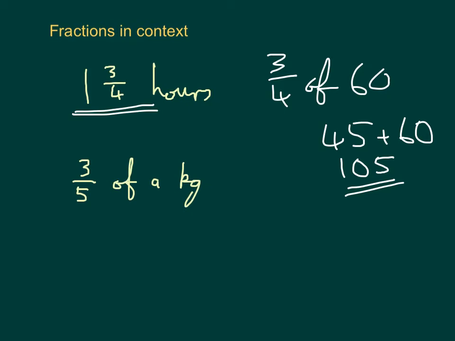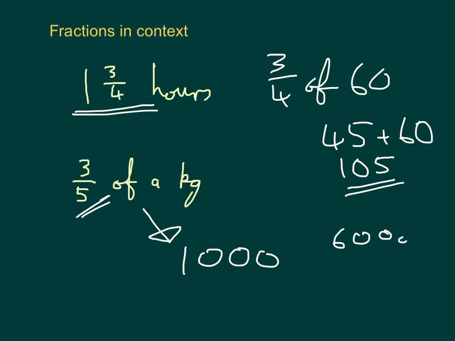3/5 of a kilogram. Now again here, I'm looking for the quantity. Well, it's out of 1,000, 3/5 of 1,000. And of course, I just need to divide 1,000 by 5, the denominator, to find 1/5, 200, so 3/5 will be 600 grams.